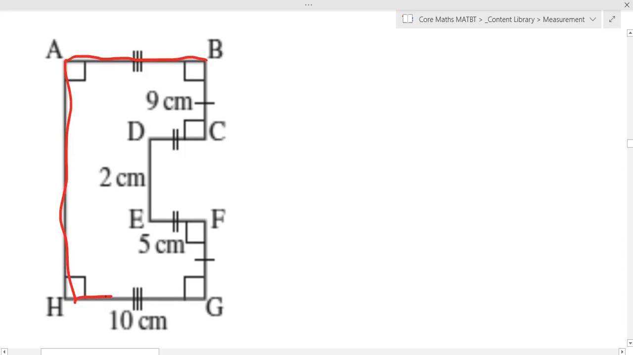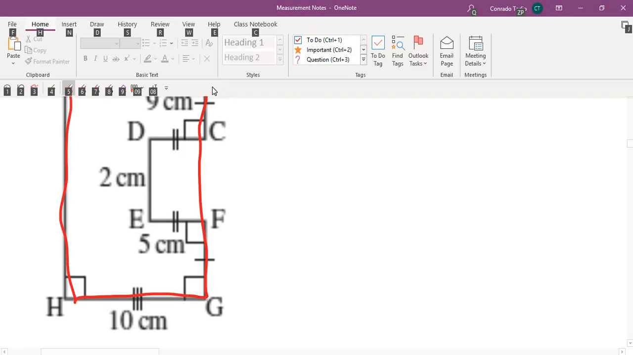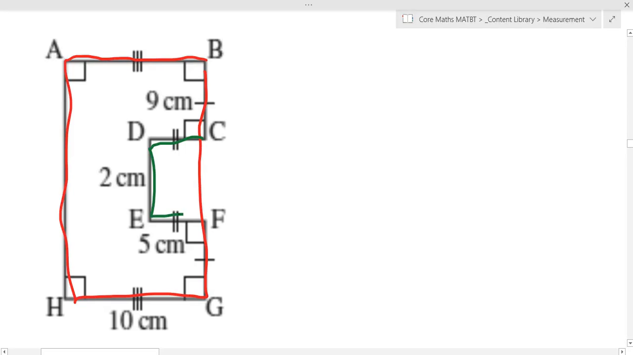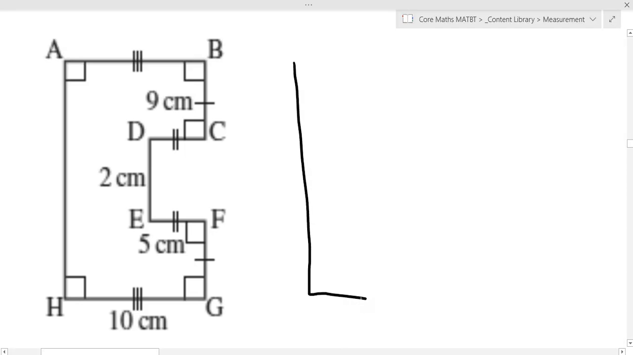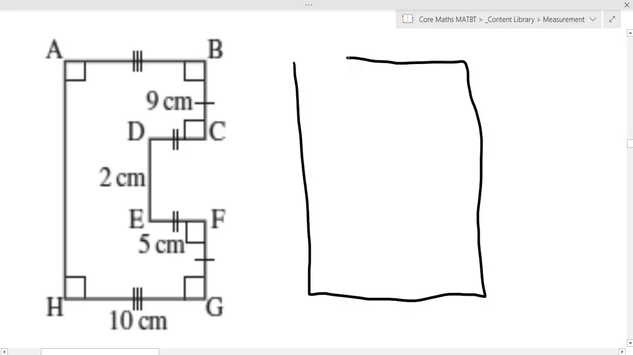Good. Do the whole rectangle, and then you minus the little bit. That's another way of doing it. So let's do it that way. If I want to find the area of the whole rectangle, let's draw it to scale. So I have this whole rectangle, BHG. Okay, what's the length of it?